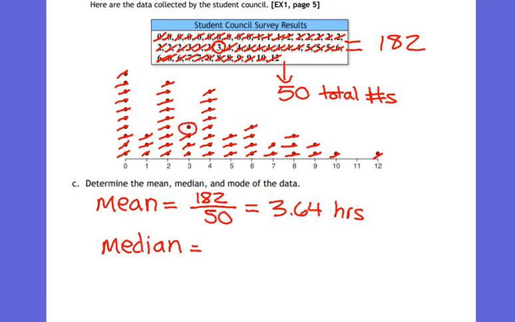Why'd you cross out one of them? Because I cross them out in pairs. So 3 is my middle there. So what is my median? 3 hours. Ended up being my middle, both ways that I did it. Then mode is your most. What number is used the most? 0 hours.